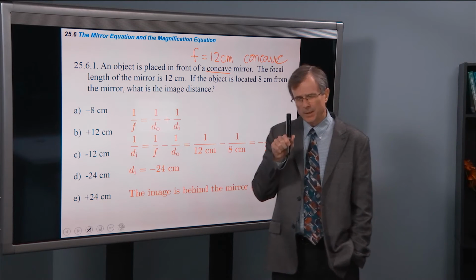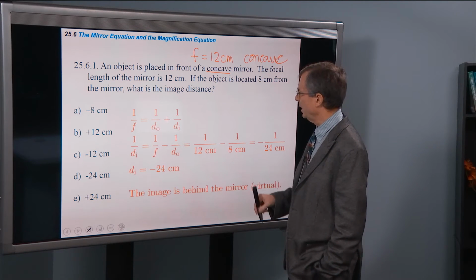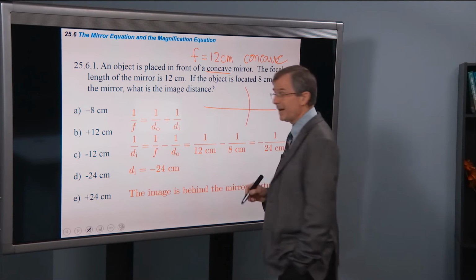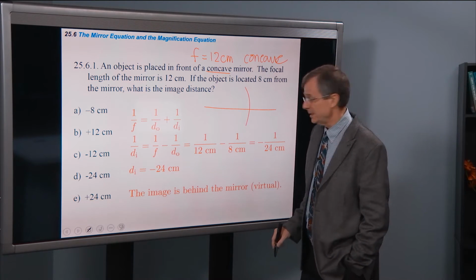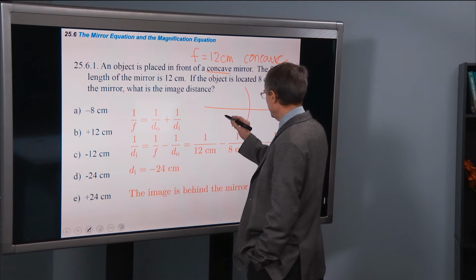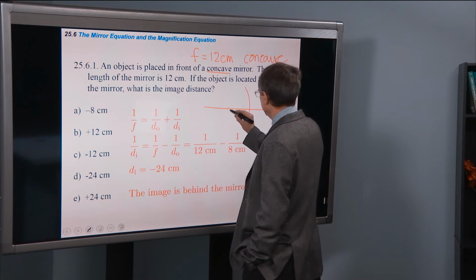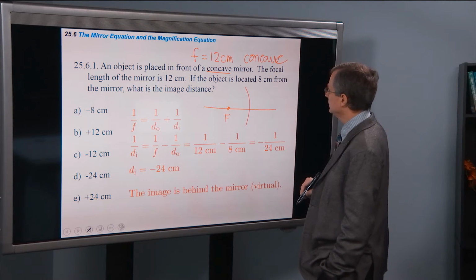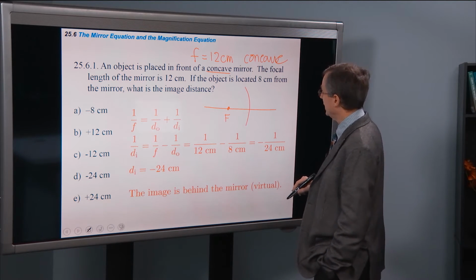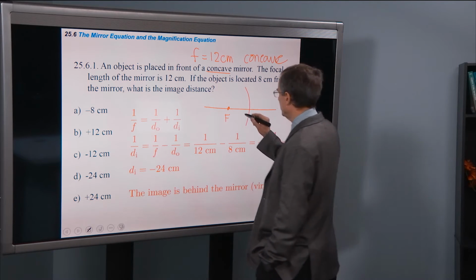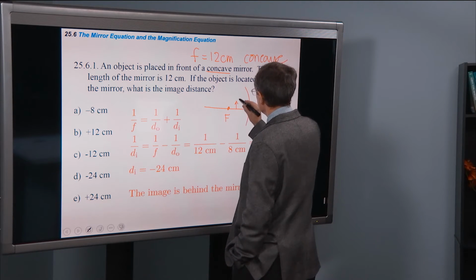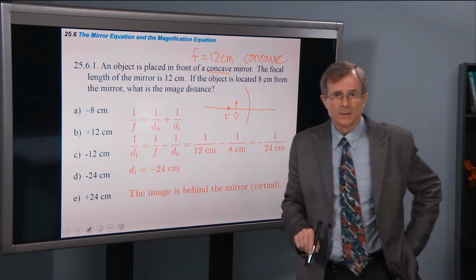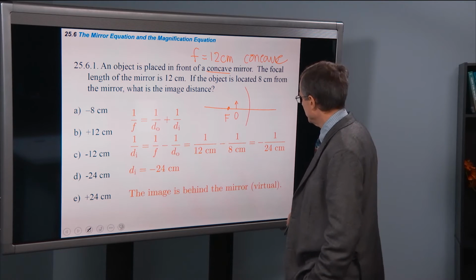So you say, well, hang on. The focal length is 12. So here's my concave mirror. A diagram is usually a really good idea for these. This is not a very good diagram, but it'll probably work. Here's the focal point. The focal length is 12 centimeters, and the object is located 8 centimeters from the mirror. So here's my object. It's inside the focal length. What can we expect for the image?